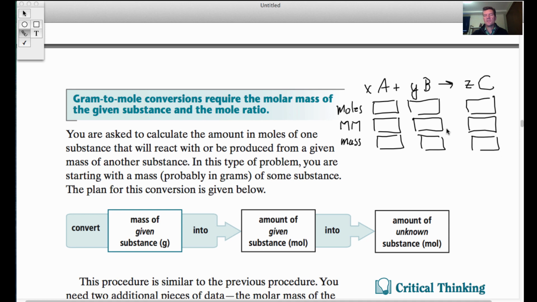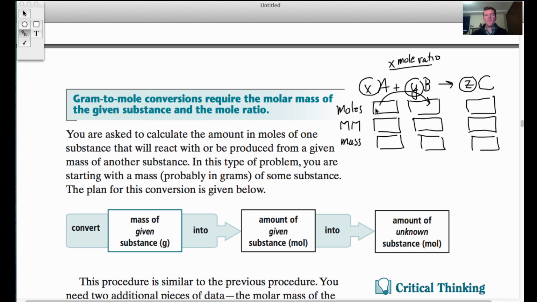Okay? So here's the deal. Anytime, as I mentioned before, you go from one column to the next column, if you want to go from moles of something to moles of something else, you can't go directly mass to mass. We don't have that ratio. We only have ratios for the moles. The X, Y, and Z are the coefficients. Those are your mole ratios. So to go from moles of something to something else, you have to multiply by the correct mole ratio.